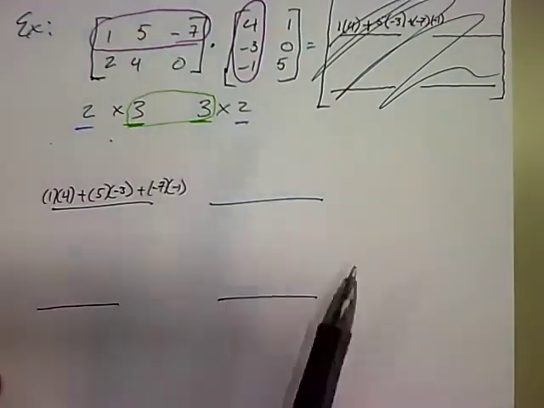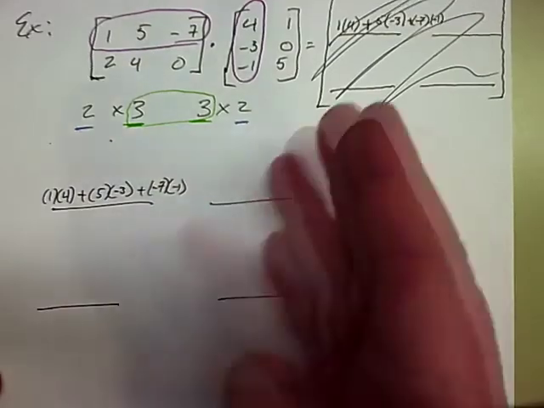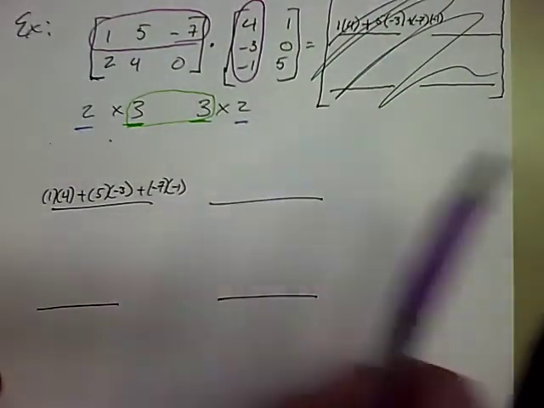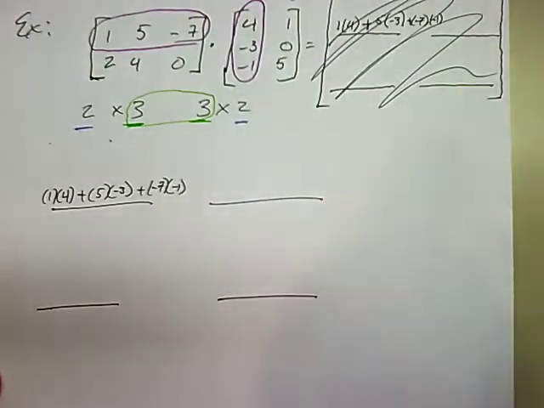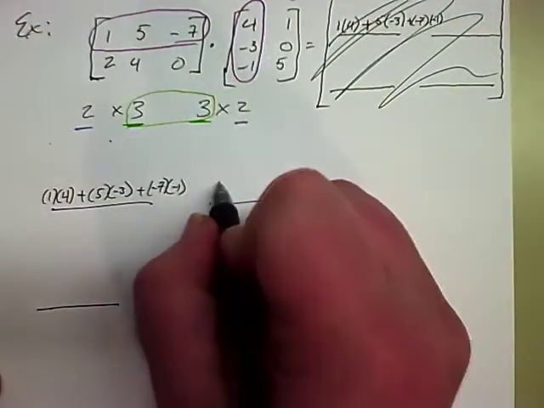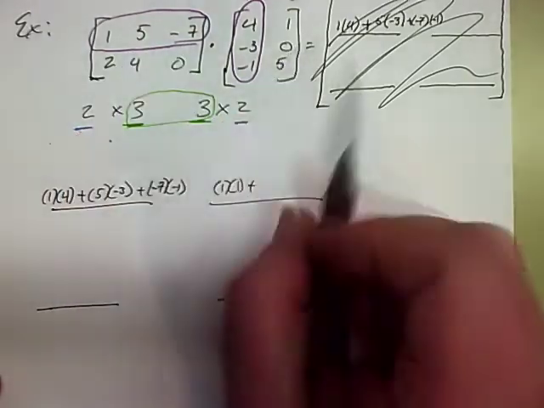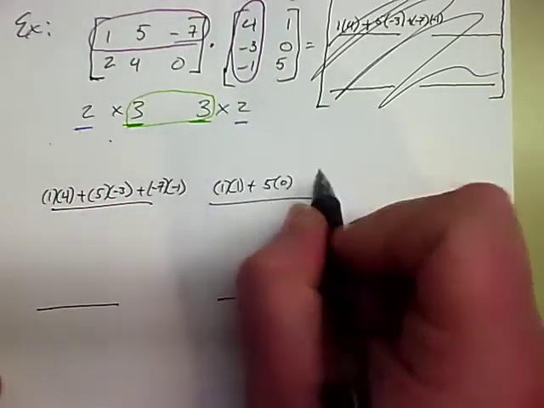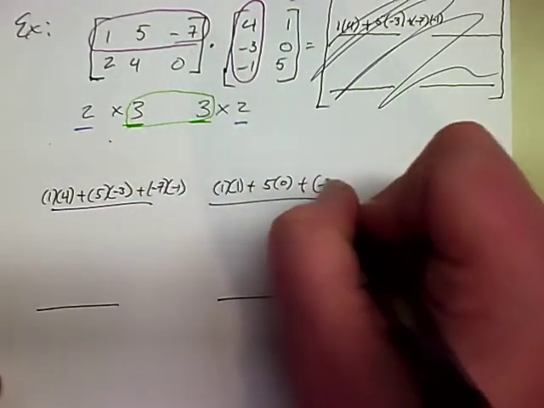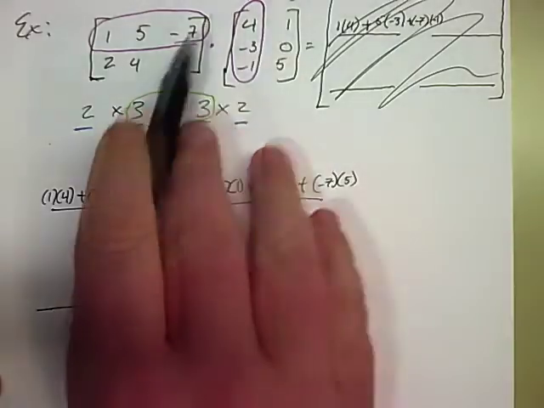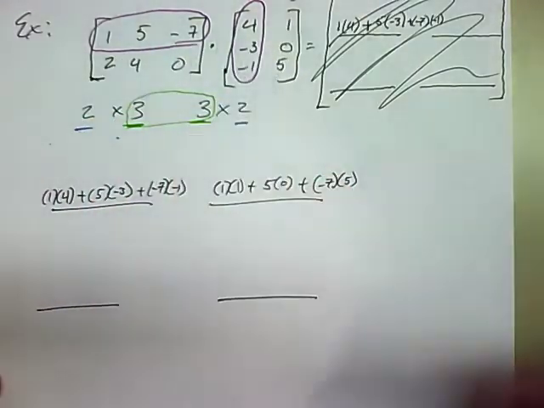All right, so now I'm going to look at this position. This is row 1, column 2. So row 1, and now I'm going to look at column 2. 1 times 1, plus 5 times 0, plus -7 times 5, right? First by first, second by second, third by third.